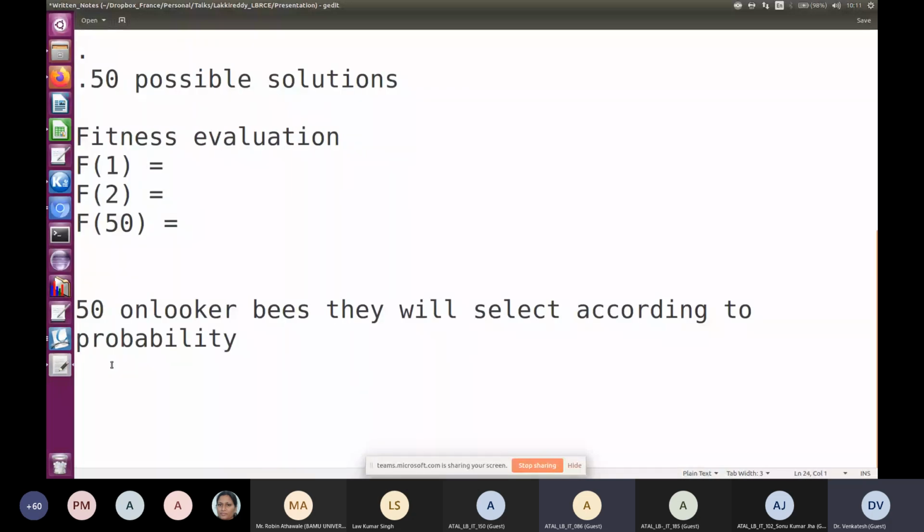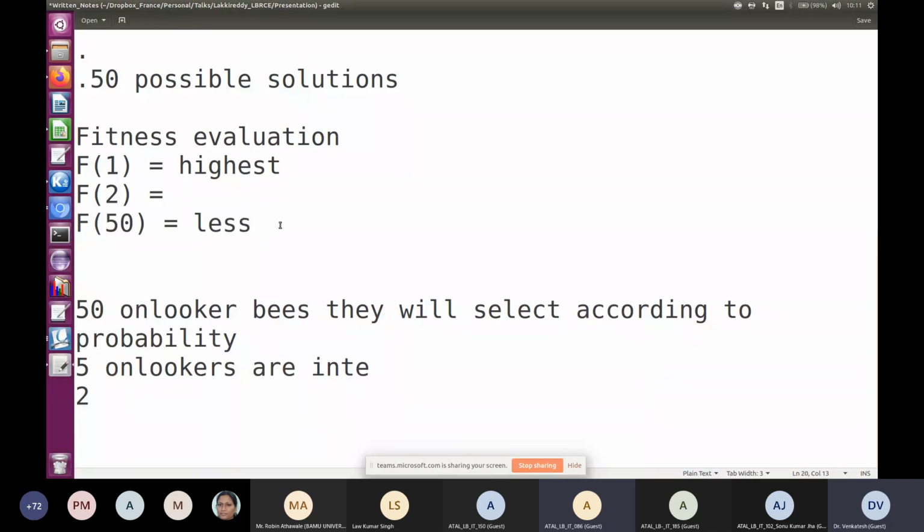So the probability of choosing the one which is having the highest fitness value, right? Maybe this f of 1 is having the highest value, let us say. Then what happens? Maybe 5 onlookers are interested in exploring this f of 1 even further, and only some 2 onlooker bees are for f2. Since f of 50 is having less value, no onlooker bee will be interested in exploiting this f of 50 further because it is already having less value.